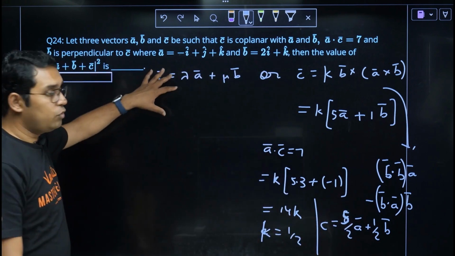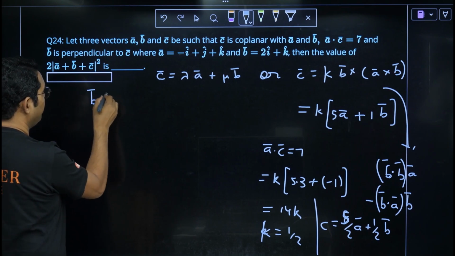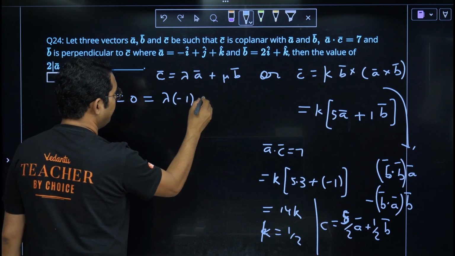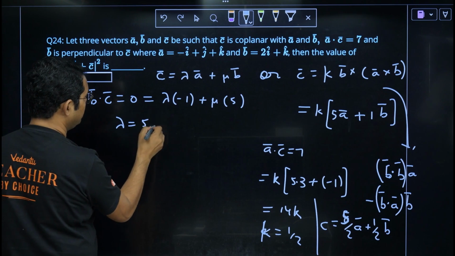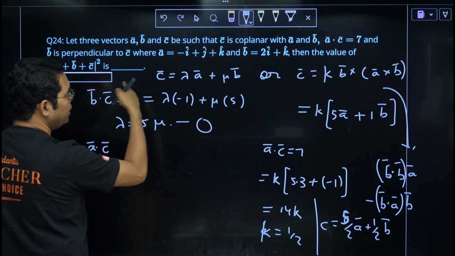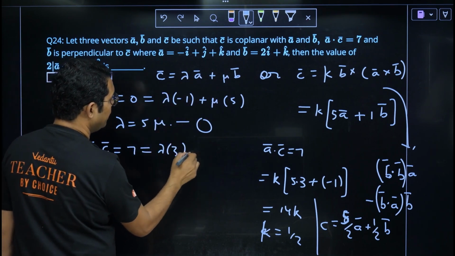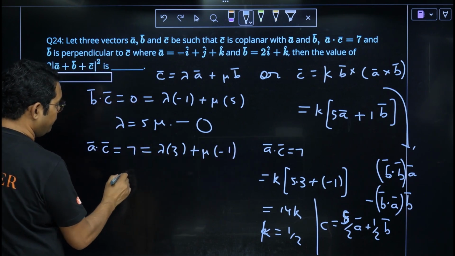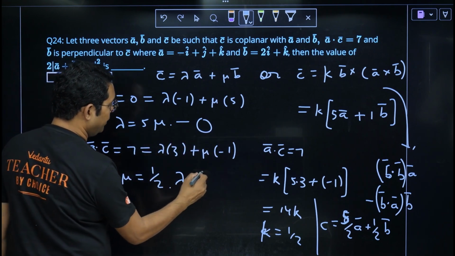Now, if you go with this method, here also we will get the same thing. First of all, we will get B dot C to be equal to 0. That is lambda B dot A, that is minus 1, plus mu B dot B, that is 5. That is one equation, that lambda is equal to 5 mu. And another thing, that A dot C, we are doing dot product with A, that is equal to 7. So it will be lambda into A square, that is 3, plus mu into A dot B, that is minus 1. Now put lambda equal to 5 mu here. I think we will get mu equal to 1 by 2. We are getting the same thing. Mu is equal to 1 by 2 and lambda will be equal to 5 by 2.